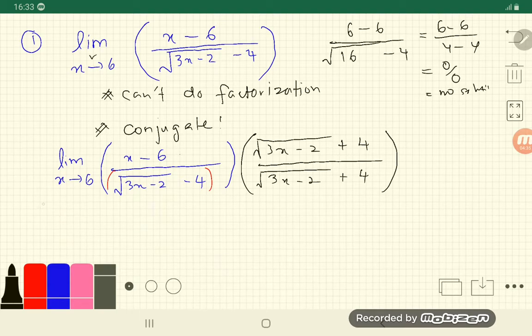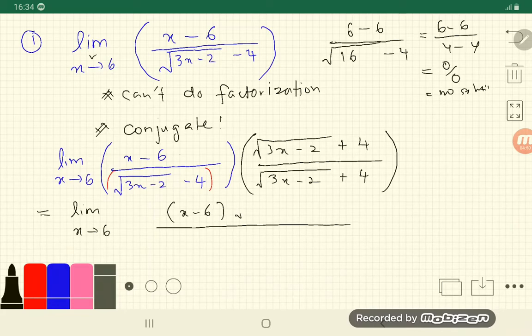Let us see what happens here. We have the limit as x approaches 6. For the numerator, the upper part, we just write x minus 6 multiplied by the square root of 3x minus 2 plus 4. Please be careful when you copy it: the plus 4 should be outside the square root part.